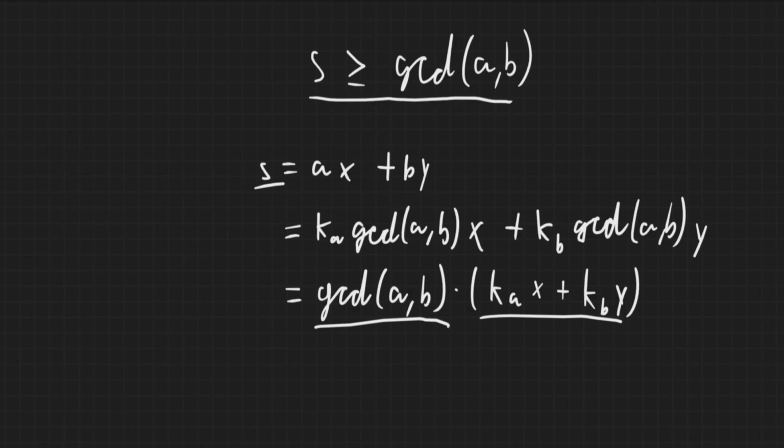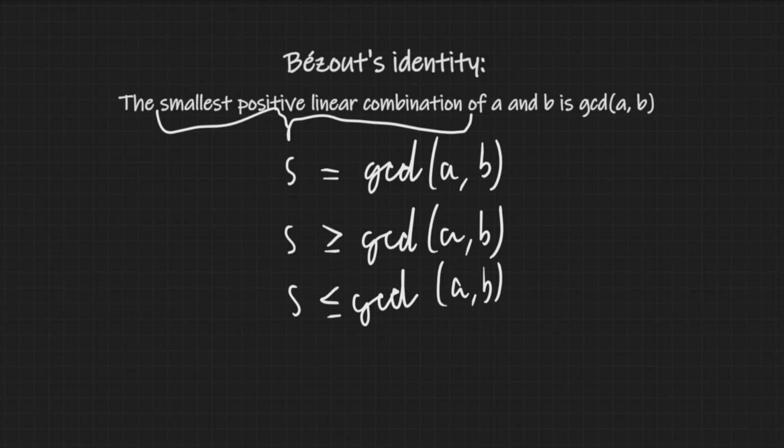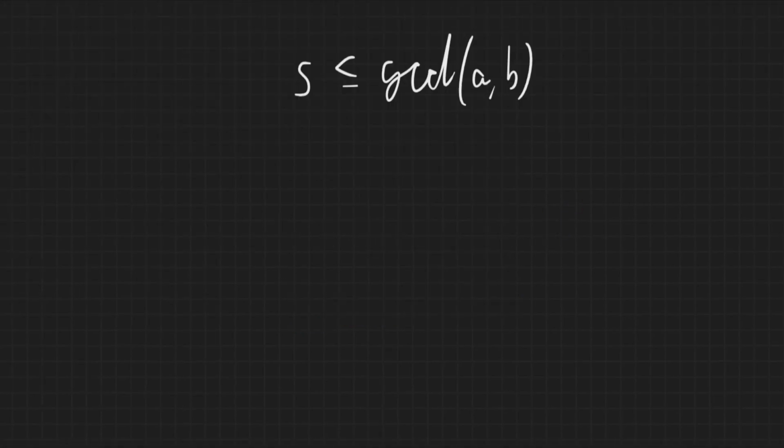Now we know that s is greater or equal to the GCD of a and b, but we still need to show the second condition. And in order to do that, we will show that s divides both a and b, which means that s is a common divisor of a and b, and therefore s, of course, can't be bigger than the greatest common divisor of a and b. So s is at most the greatest common divisor of a and b. So let's show that s divides a.